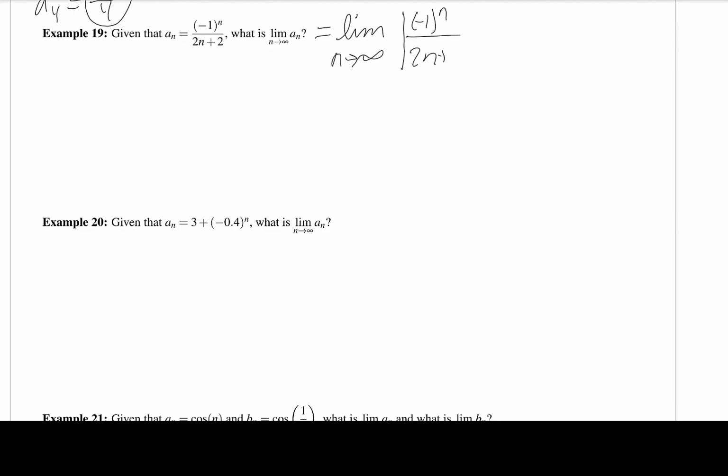So now we need to think about what does the absolute value actually do to this function. Well, all it does is it forces that top to be positive. So that means we're always going to have 1 over 2n plus 2. And so now taking the limit of this, I see that we would get 1 over infinity, which would give us 0.